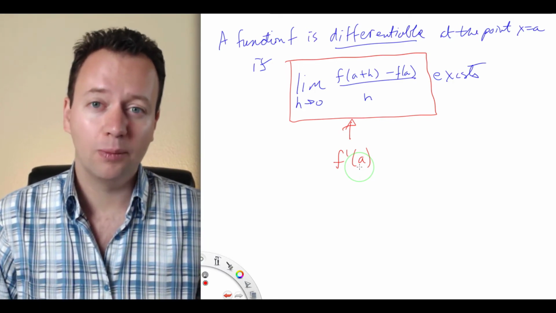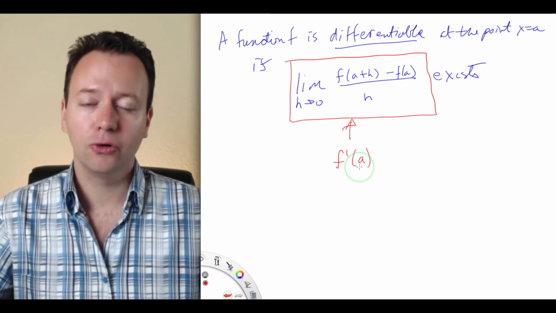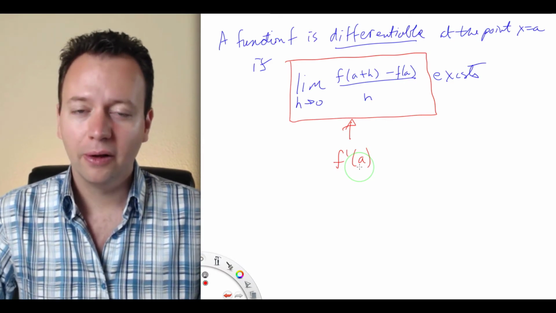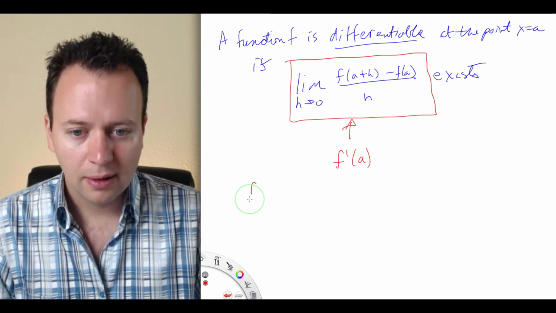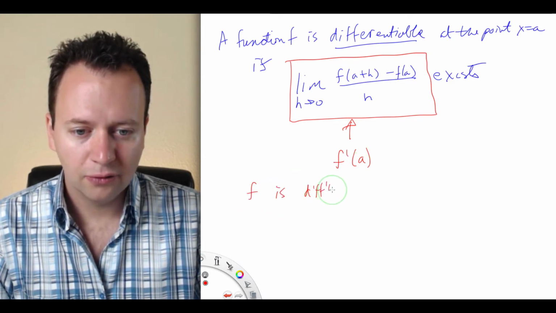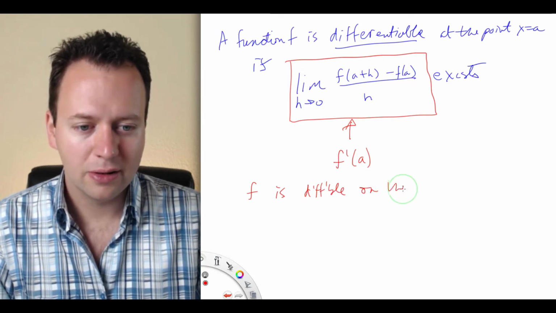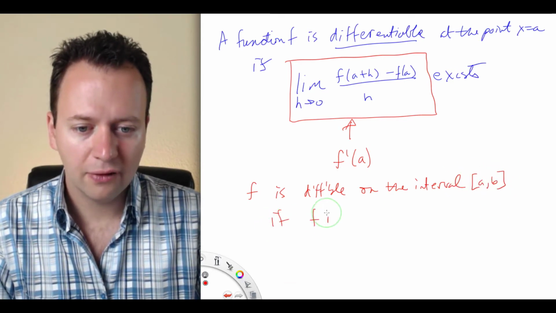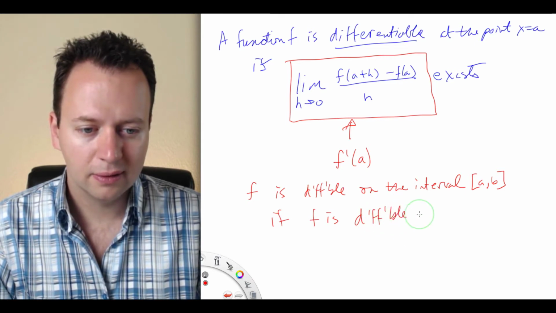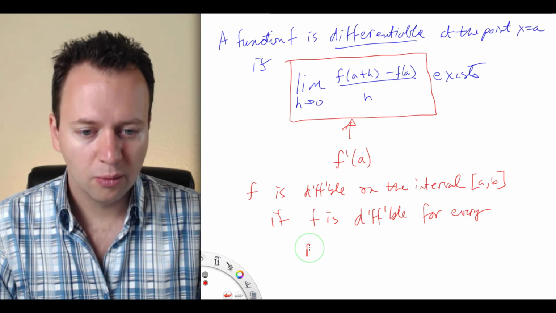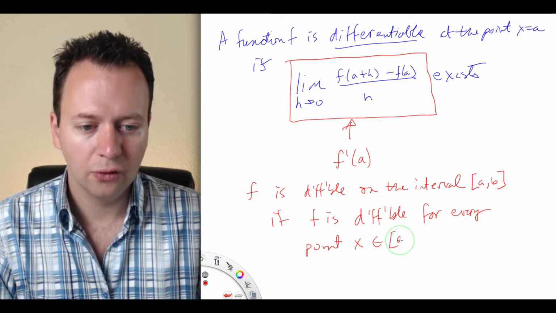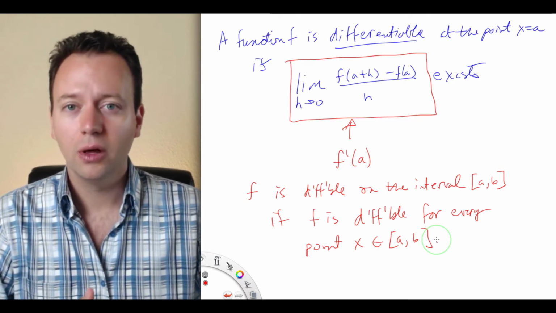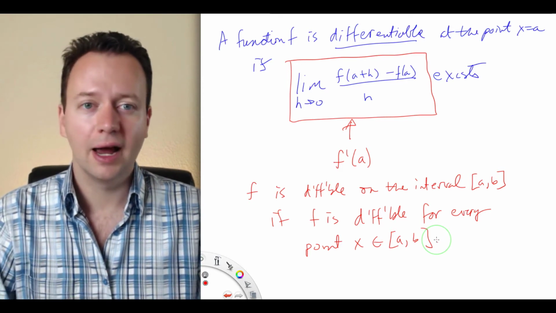Now this is differentiability at a point, and of course we can extend this to differentiability over a domain or over a particular interval. So for example, f is differentiable on the interval from a to b if f is differentiable for every point x contained in the interval from a to b. So in other words, as long as the differentiability criterion is satisfied at every point on an interval, we say that a function is differentiable over the entire interval.